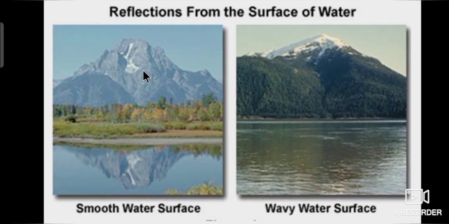Let's see the examples of regular reflection and diffuse reflection. This is smooth water surface. So the reflection is regular reflection. We'll get a clear image. See the second picture. This is wavy water surface, that is rough surface. So the reflection is diffuse reflection.